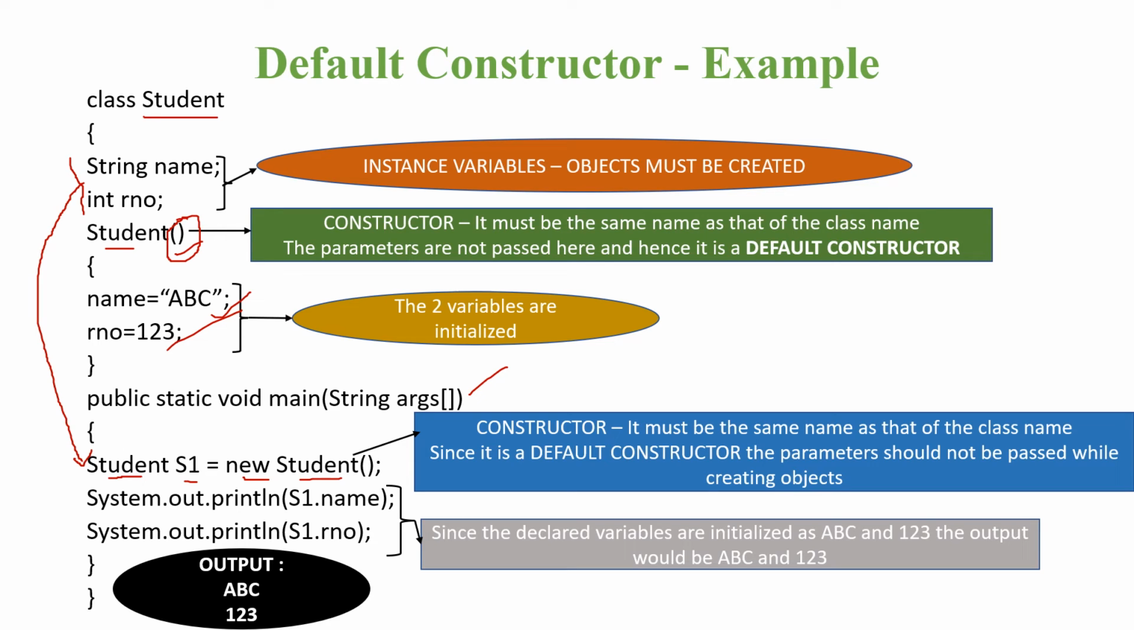Then I am going to print the name and roll number with the help of the object, that is s1.name, s1.roll number. Why have I used s1.name and s1.roll number? Because I have given instance variables here. For accessing those instance variables, I have to use the object which has been created. So that's why s1.name and s1.roll number. And the final output is ABC and 123. I hope this is clear.